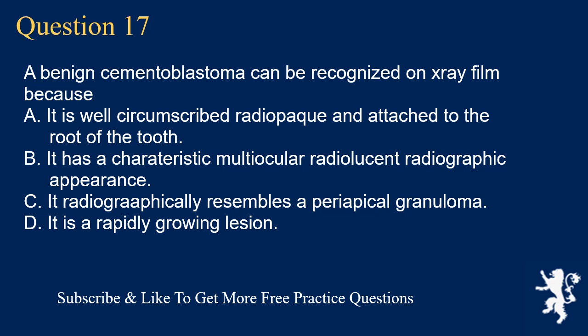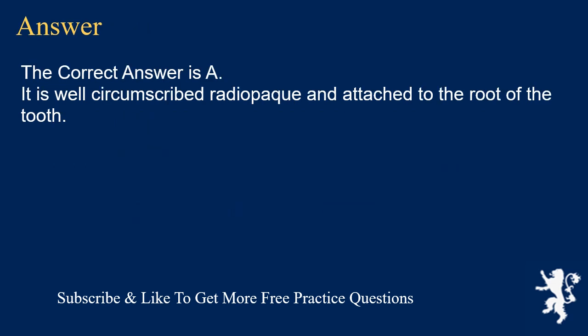Question 17. A benign cementoblastoma can be recognized on X-ray film because A. It is well circumscribed, radiopaque, and attached to the root of the tooth. B. It has a characteristic multilocular radiolucent radiographic appearance. C. It radiographically resembles a periapical granuloma. D. It is a rapidly growing lesion. The correct answer is A. It is well circumscribed, radiopaque, and attached to the root of the tooth.